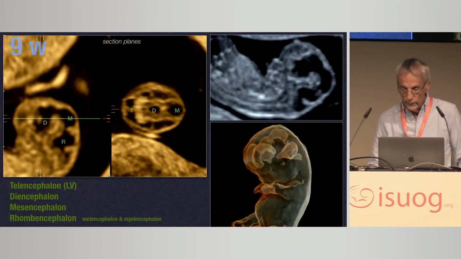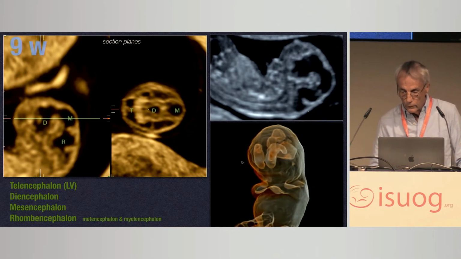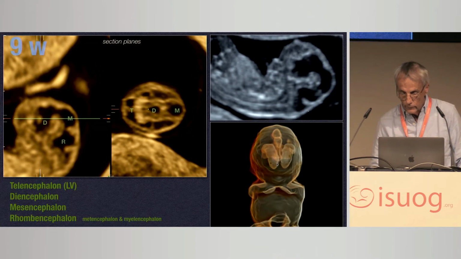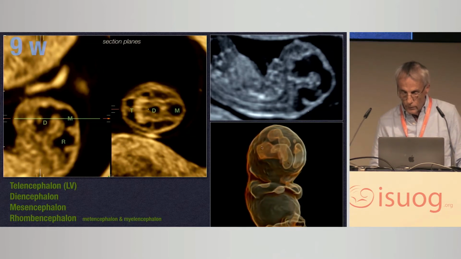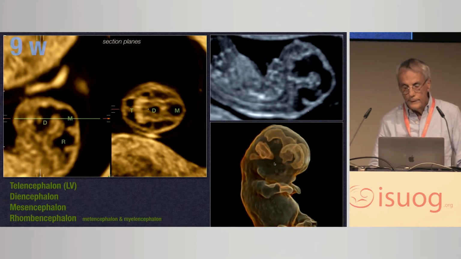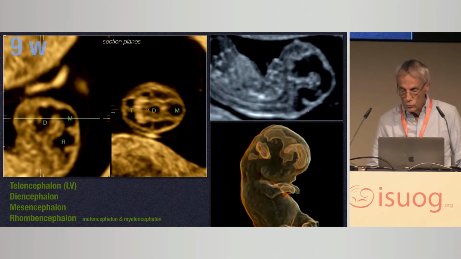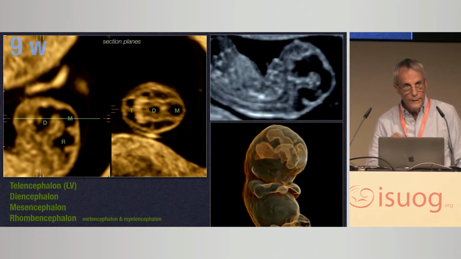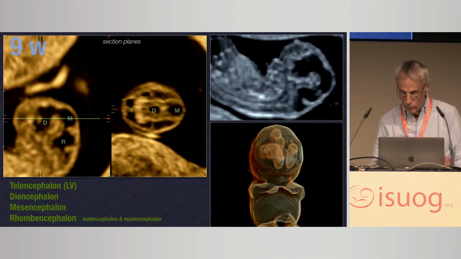And with the silhouette, it's easier to understand. So you can see the two lateral ventricles, and this is the rhombencephalon. But what you can see is not really the brain when you have such a picture. It's only the liquid part of the brain. The brain develops around.